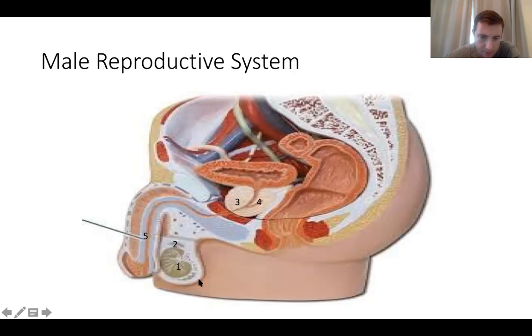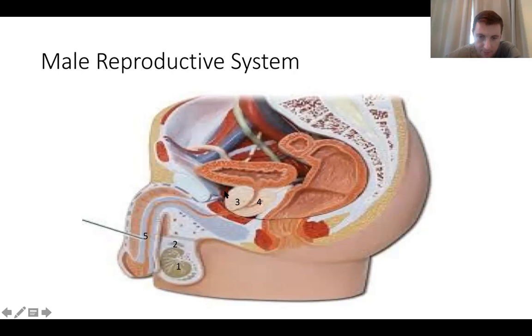So within the scrotum, it pretty much encapsulates the testes, protects them, keeps them warm. This is where your sperm is created inside the testes here, and then it goes out through the epididymis. And the epididymis is here on superior of the testes. It's attached.